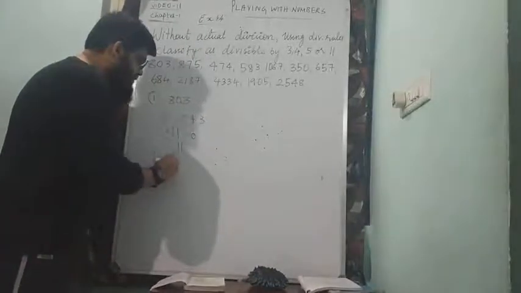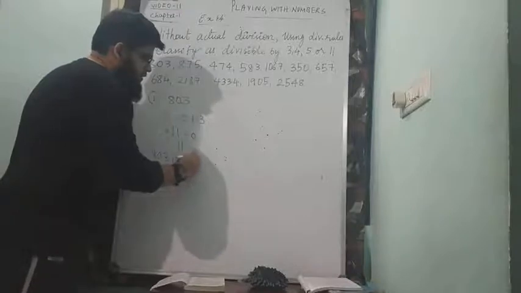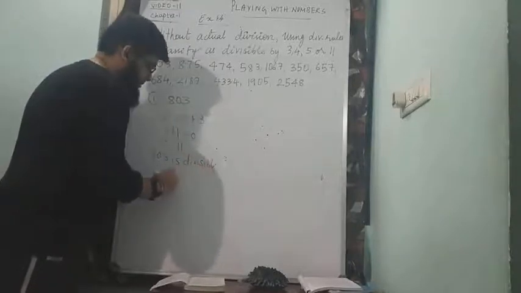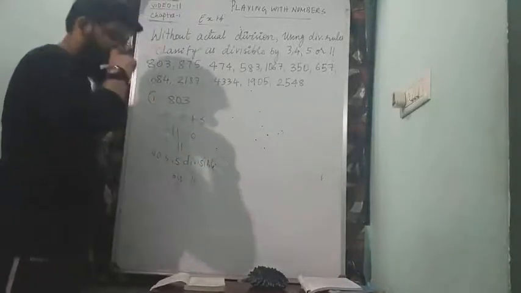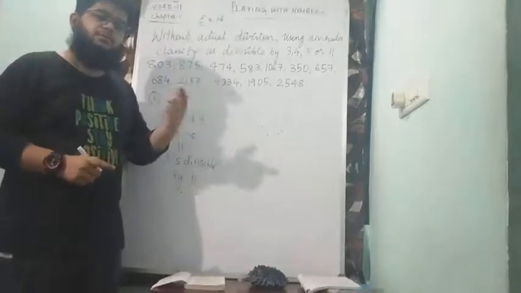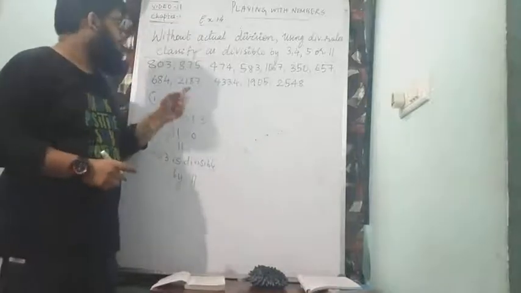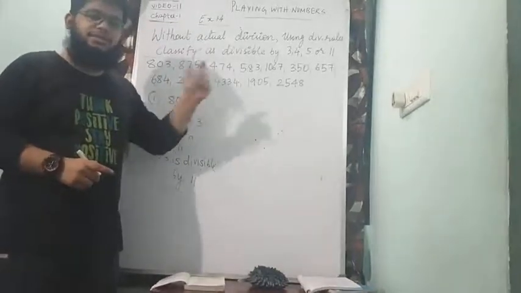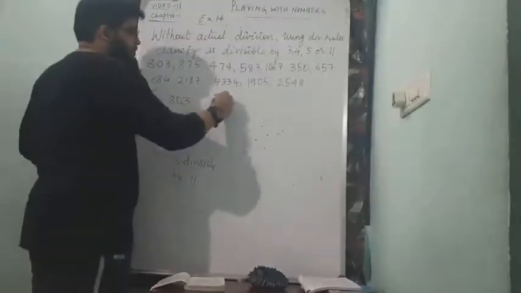That's why 803 is divisible by 11. This is how we solve a question. We write down the question, then we apply some rules, and finally write the one which is applicable. Come to the second one.